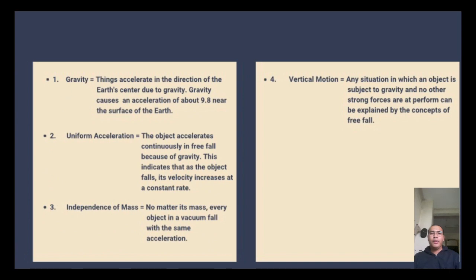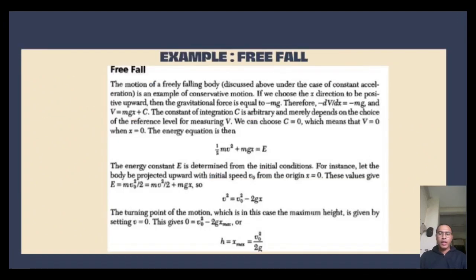So there are some aspects about free fall. Number one is gravity. Number two, uniform acceleration. Number three, independence of mass. Number four, equations of motion. Number five, vertical motion. Then we move to the free fall example.